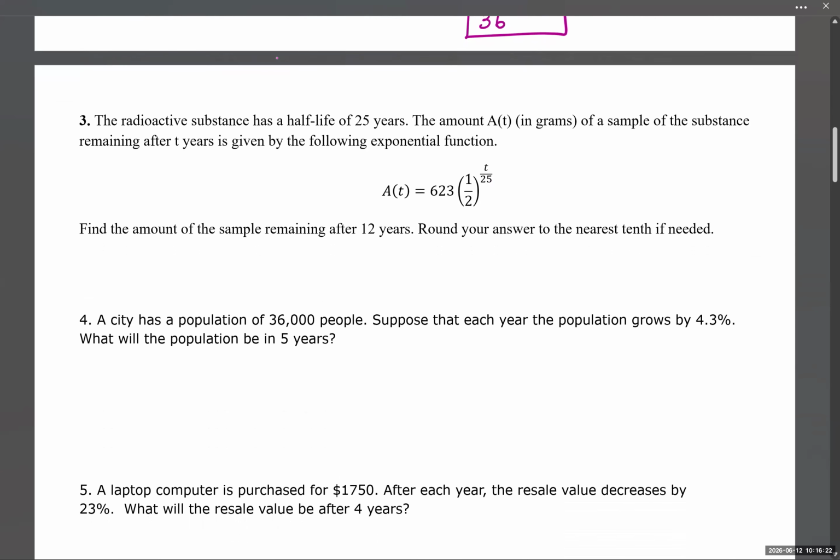Number 3, a radioactive substance has a half-life of 25 years. The amount A in grams of the sample of the substance remaining after t years is given by the following exponential function. Find the amount of the sample remaining after 12 years. We're going to round to the nearest tenth. So all you have to do here is plug in 10 for t. So this is 623 times 1/2 to the power of 10 over 25. Put it into your calculator, and you should get 446.7 grams remaining.